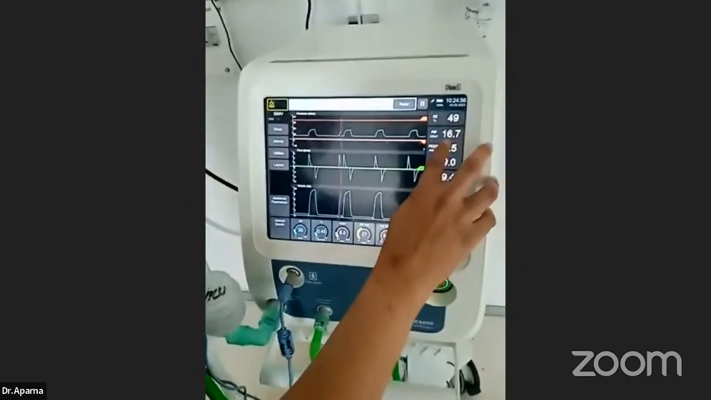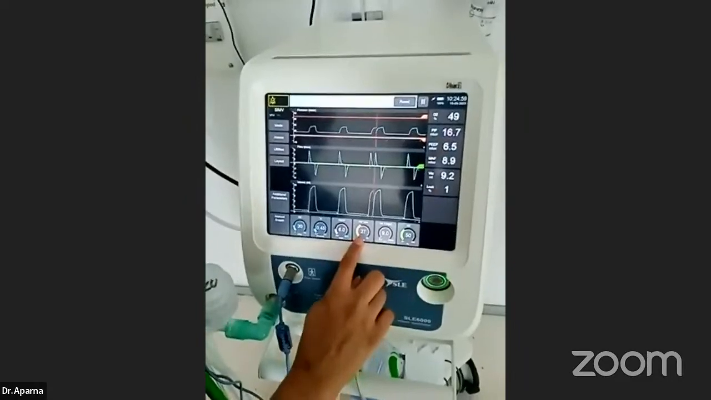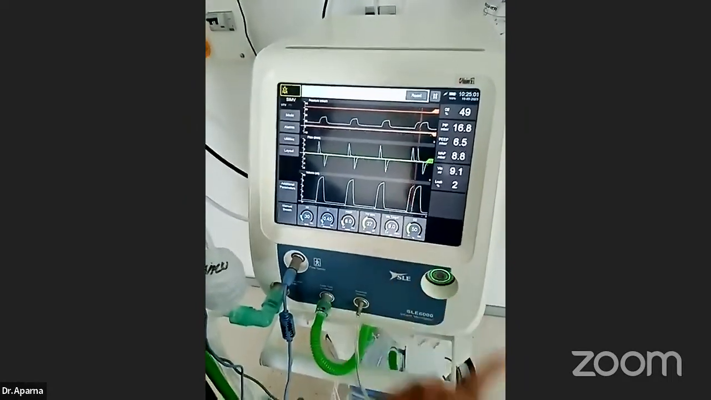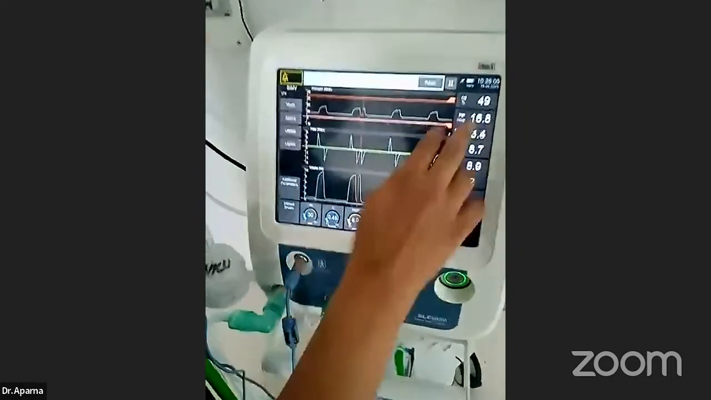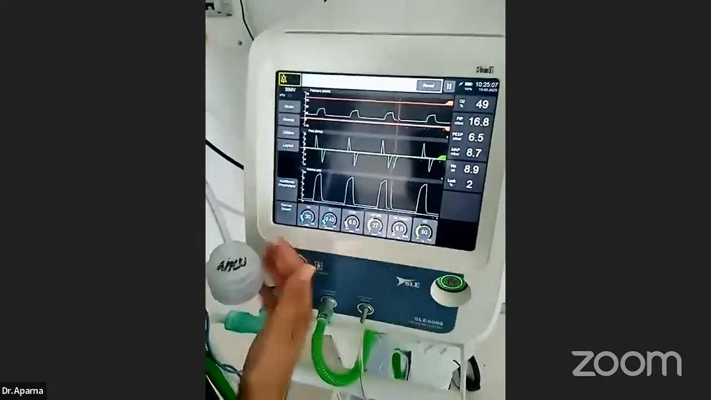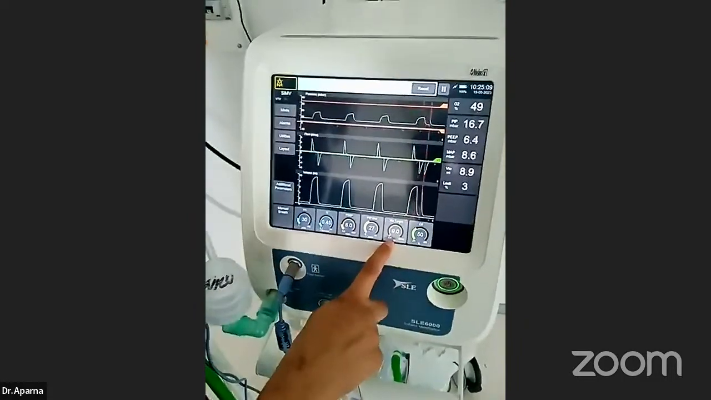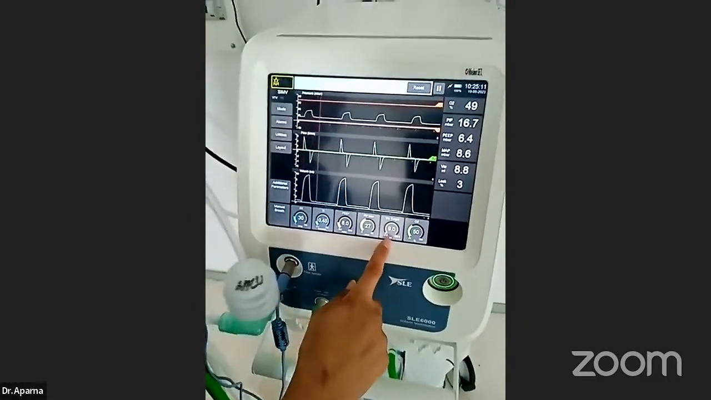So automatically there is weaning. We don't have to wean the PIP from 27, 25, 24, 16, etc. The PIP required is automatically coming down, and this is called auto weaning. So this is one of the biggest advantages when we use volume targeted ventilation.